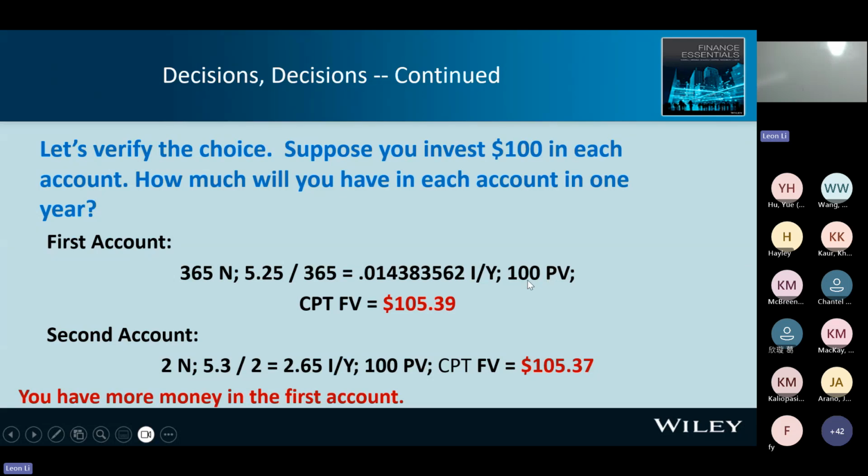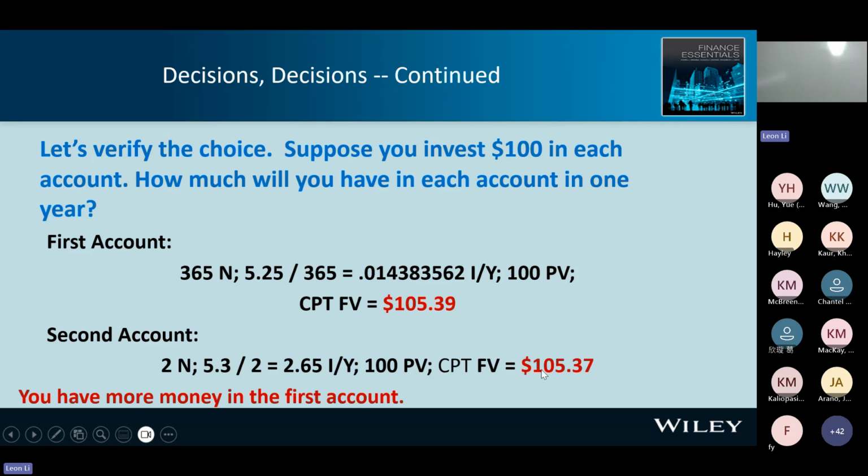PV $100, you invest $100 today and compute the future value. This is the number. Second account, semi-annual. So number of periods is 2. The rate is 5.3% divided by 2, the semi-annual rate. Present value $100. Compute future value.